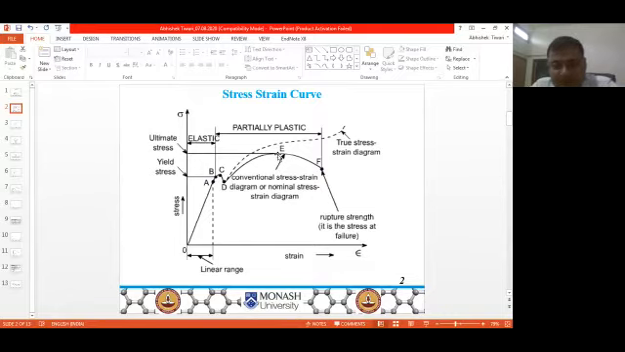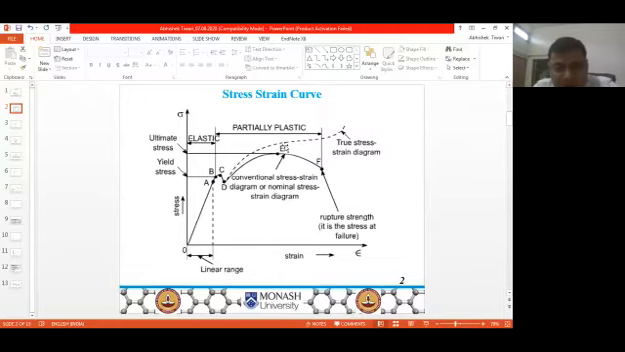After point E, it further elongates at a lesser stress, and from point E to F, there is necking. That means the area in the middle decreases, and at point F it completely breaks through necking. So this curve in black, this black continuous line, is called the engineering stress strain curve, and this in dotted is called the true stress strain curve.